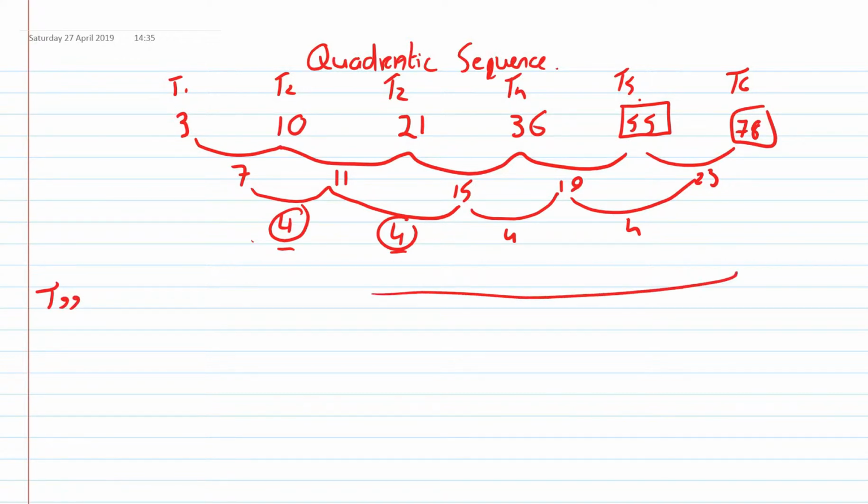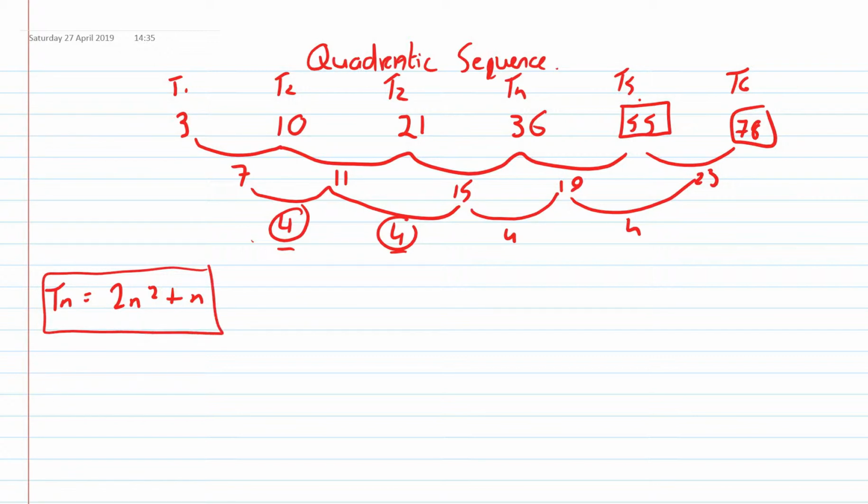Again, you could keep doing this, but you'd be an awful long time doing it. They might give us the Tn formula. Okay, they may do it. Let's say they do. So let's say they give us the Tn formula for this, and the Tn formula for this, just because I know it, is 2n squared plus n. Okay, so if they give us this Tn formula, well then it's easy.